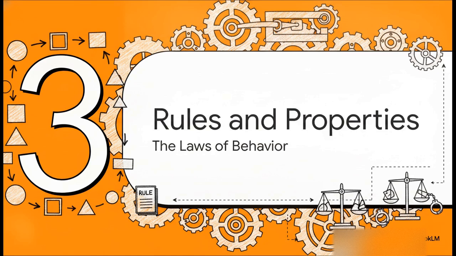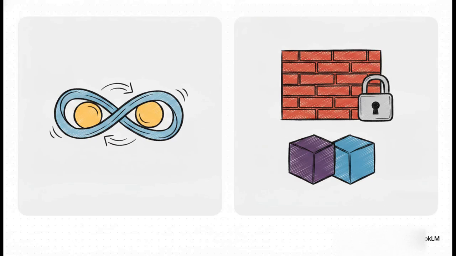Section 3. Math rules and core properties. The laws of behavior. Now, this brilliantly illustrates one of the most fundamental laws, commutativity. Just think of the word commute, moving around. Under addition, rational numbers are totally flexible. 3 plus 4 is exactly the same as 4 plus 3. The order simply doesn't matter. But subtraction? Subtraction is strictly rigid.